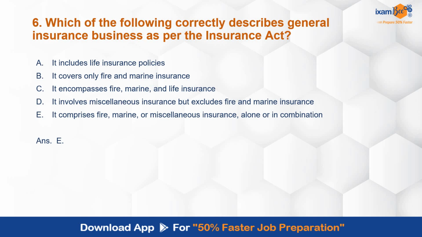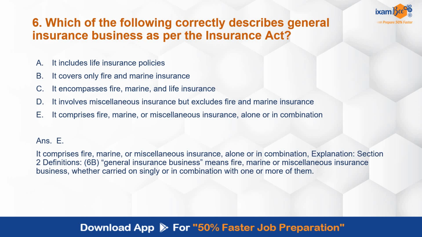Correct answer is E. Fire, marine or miscellaneous insurance either alone or in combination. Section 2. Definitions. 6B covers general insurance business.